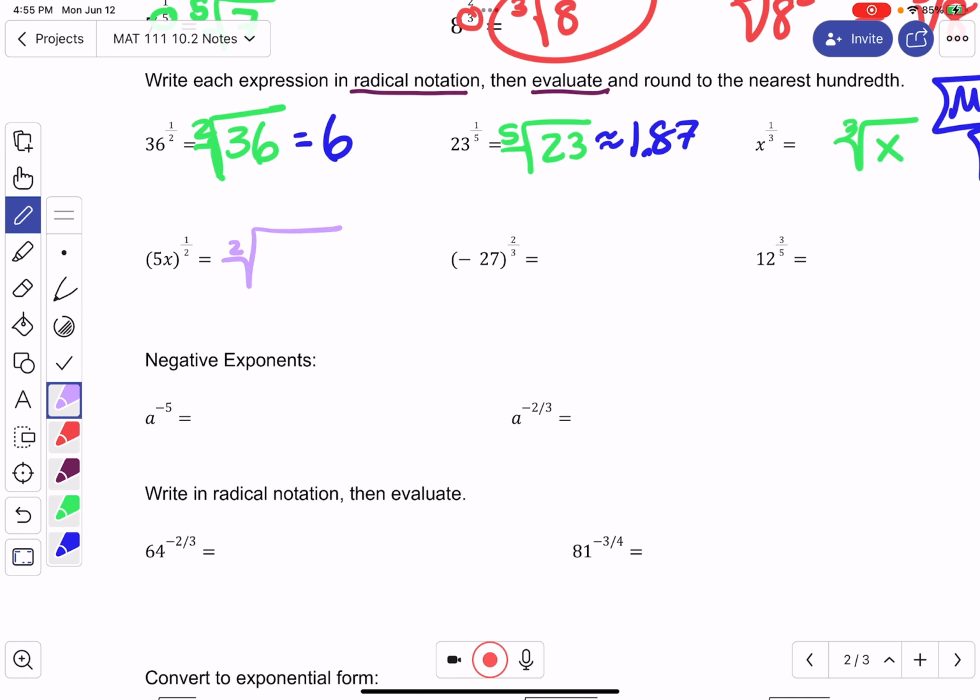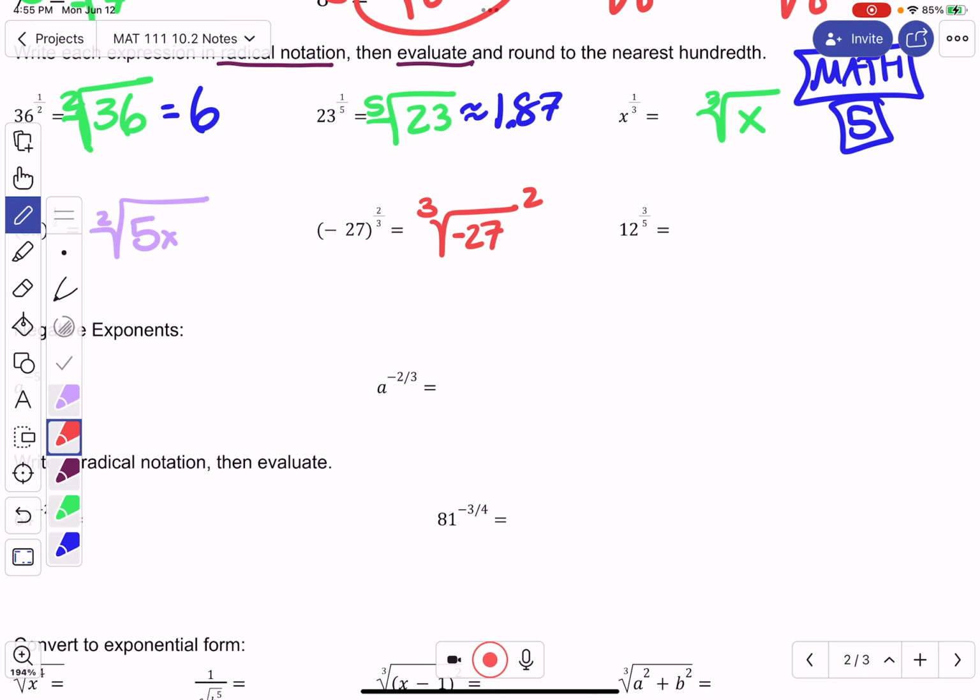All right, let's look at the next one. Our denominator is 2. Our base is 5x, exponent 1. Next one, our base is negative 27. The denominator is 3. Exponent is 2.